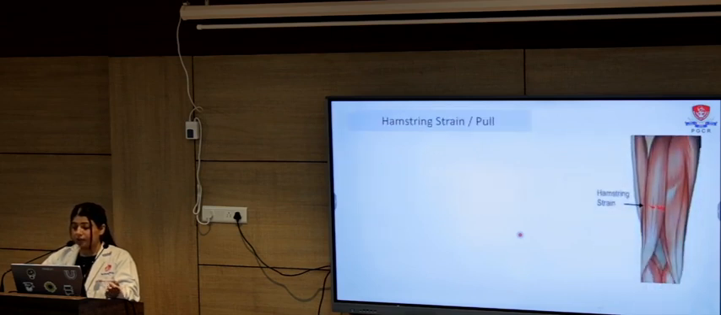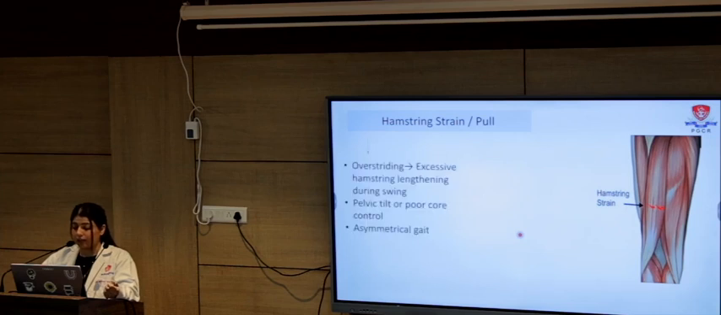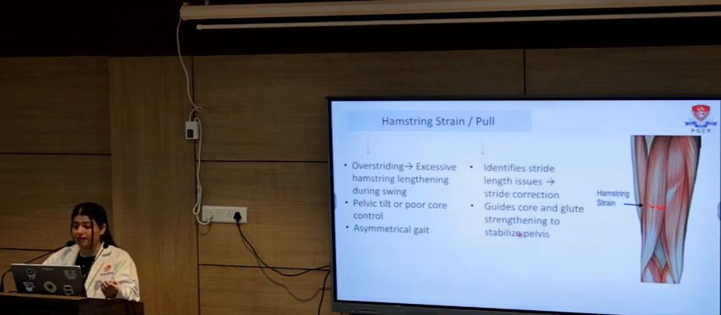Hamstring strains or recurrent pulls are often tied to poor running mechanics. A common issue is overstriding, which causes the hamstring to overstretch as the leg reaches too far forward. Along with poor core control, it puts excessive strain on the hamstring, and by addressing these, runners can improve pelvic stability, reduce hamstring strain, and lower the risk of knee injury.